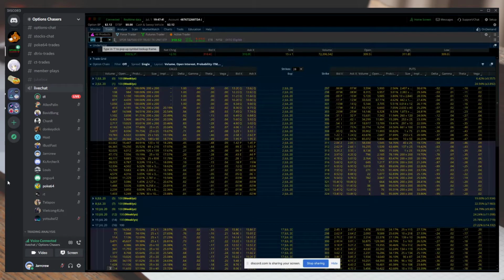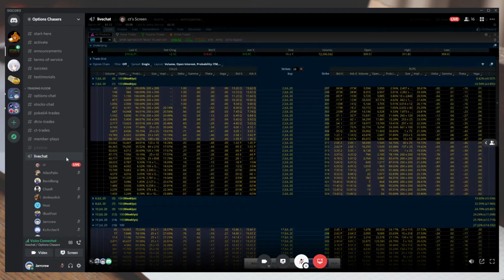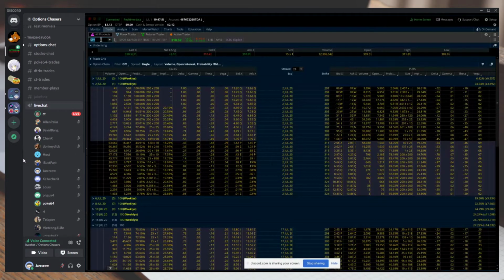That pretty much just moved many strikes in that day. It's because of the implied volatility. Is that what you're referring to?